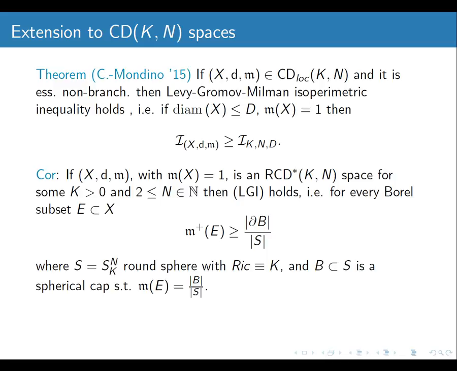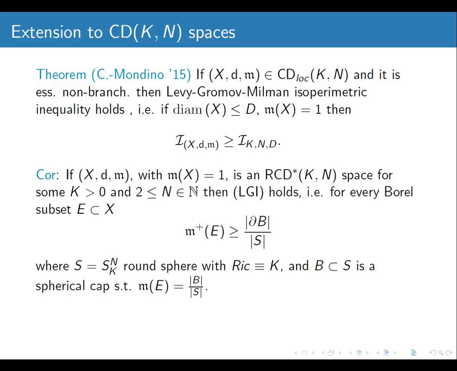So this is just a restatement of the previous inequality. Why? Because in the case when we know that k is strictly positive and capital N is a natural number, this function is explicit, and it's precisely the isoperimetric profile function of the sphere. Because the sphere in the positive curvature case is the reference, the optimal space for this inequality.